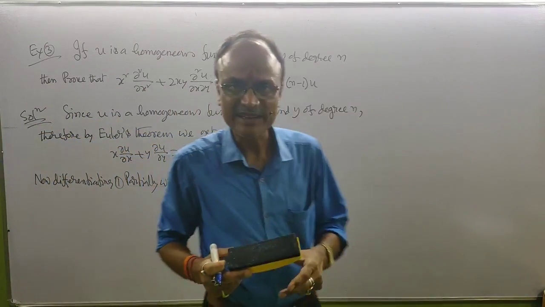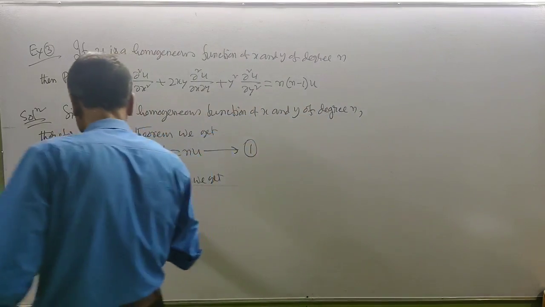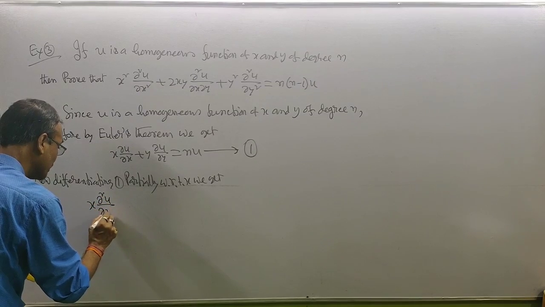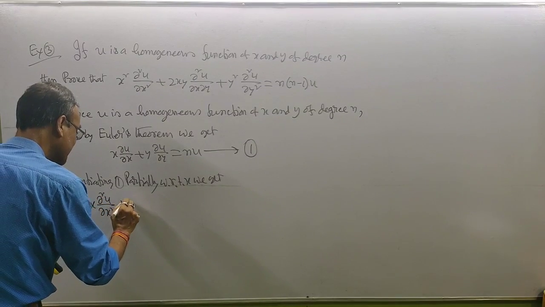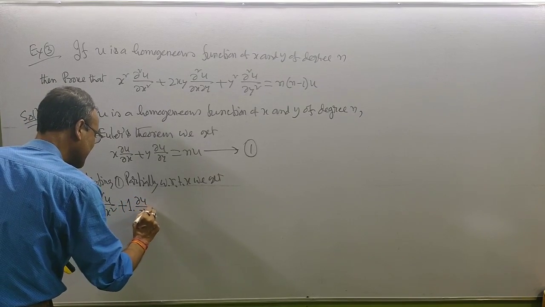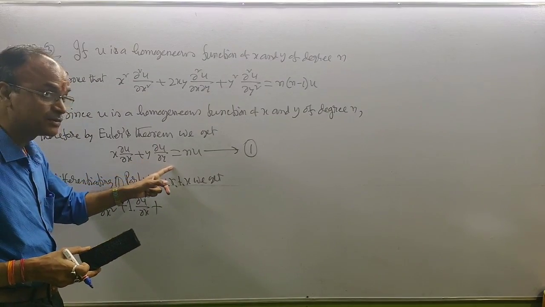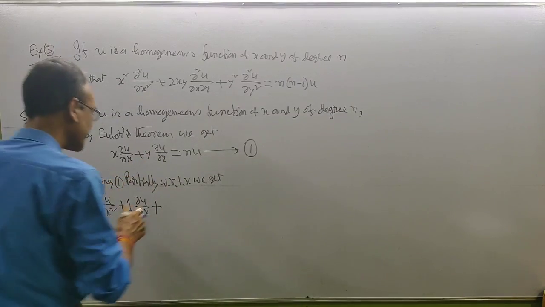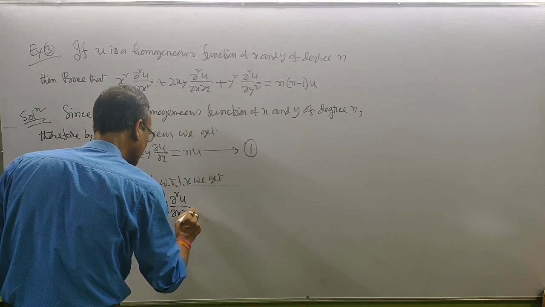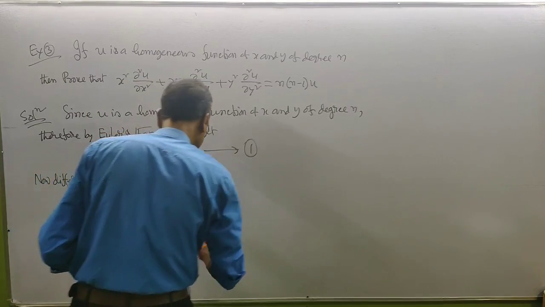x del u by del x. It is a product function. First function x, differentiation of the second function, del 2 u by del x square, plus differentiation of the first function 1 into del u by del x, plus, if you differentiate partially with respect to x, y should be treated as constant, y del 2 u by del x del y equal to m del u by del x.